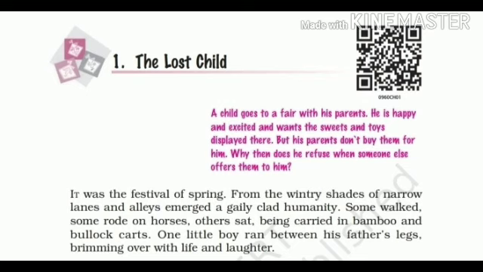Others sat, while some other people were sitting. Where were they sitting? They were sitting in bullock carts. Bullock is a young bull. One little boy ran between his father's legs, brimming over, means filled with life and laughter. So here, the life and laughter of a child is symbolic of energy, cheerfulness, happiness.